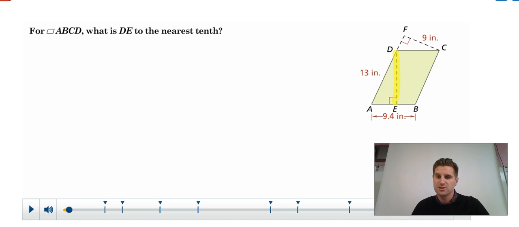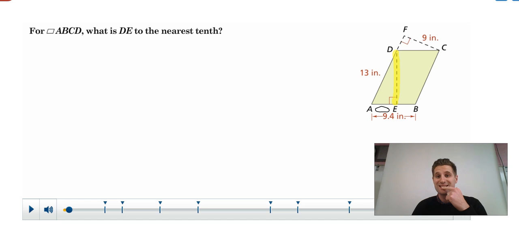Some students might say, let's try and use the Pythagorean theorem. I see a right triangle here. I would say that's really smart. However, I don't know AE either. So since I don't know what that is, I can't use the Pythagorean theorem. You might think, let's try SOHCAHTOA or something like that, but I don't have angle measures. I just don't have enough information.